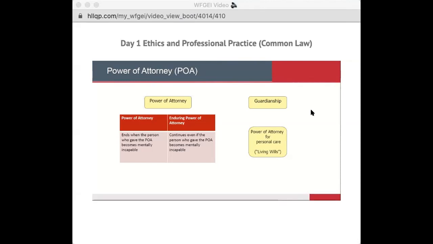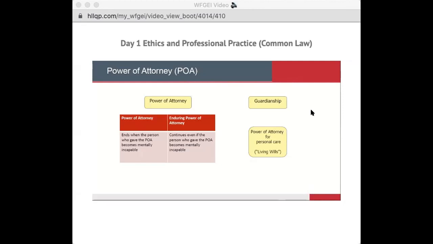Two things that a power of attorney cannot do. For exam purposes, you must know this. They cannot change the beneficiary of an insurance policy on the grantor. Obviously, for obvious reasons, because if they could, they'd make payments to themselves. So that's clearly a conflict of interest. And the second thing they cannot do is make a will on behalf of the grantor as well.